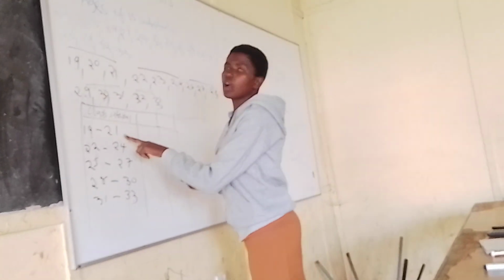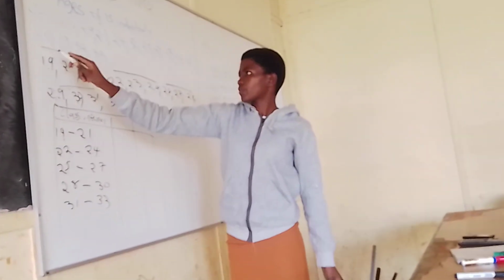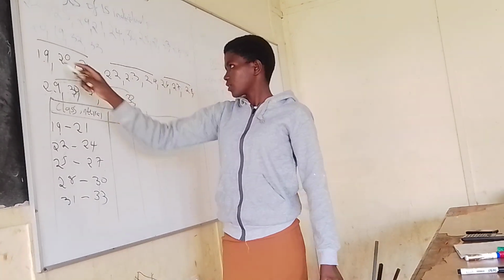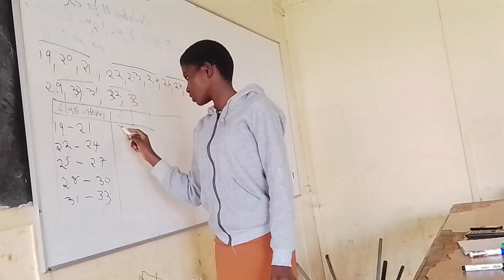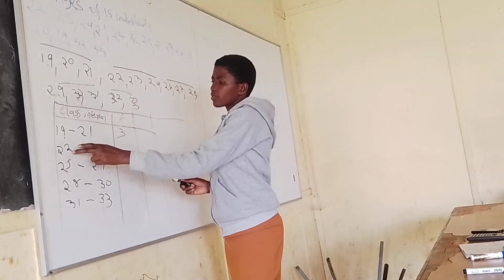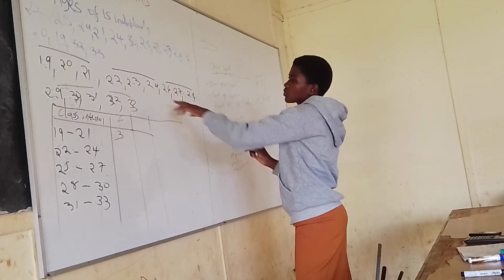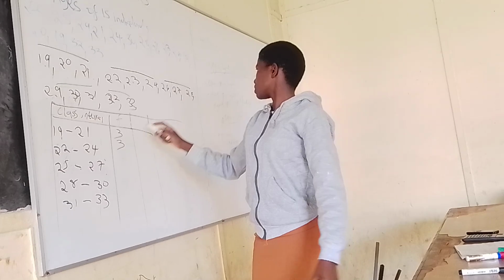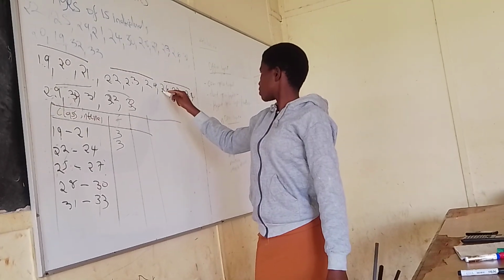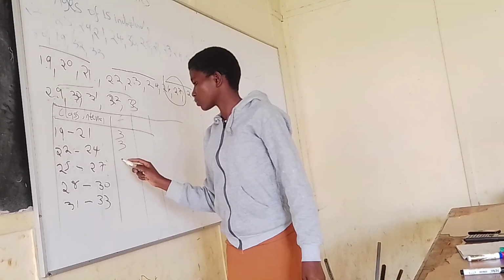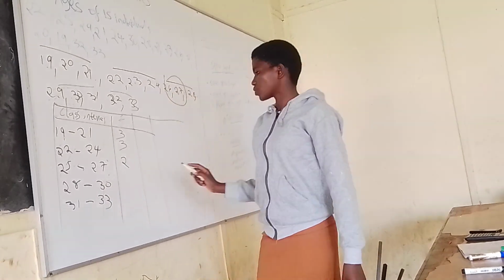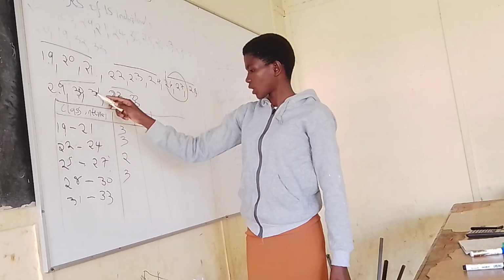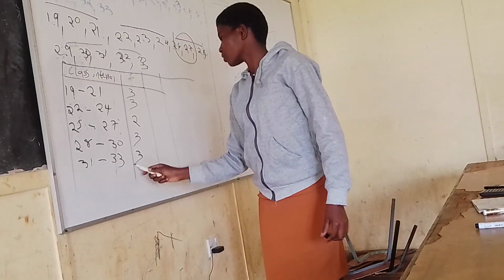From 19 to 21, how many numbers do we have? We have 1, 2, 3. There are 3 numbers, so that is F, the frequency. From 19 to 21, we have 3 numbers. We write 3. How about from 22 to 24? There are also 3. Then from 25 to 27, there are 2. Then from 28 to 30, there are 3. Then from 31 to 33 are also 3.